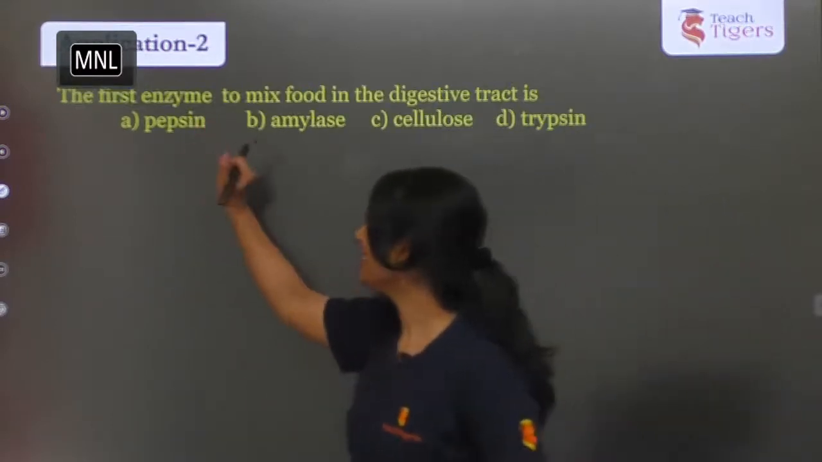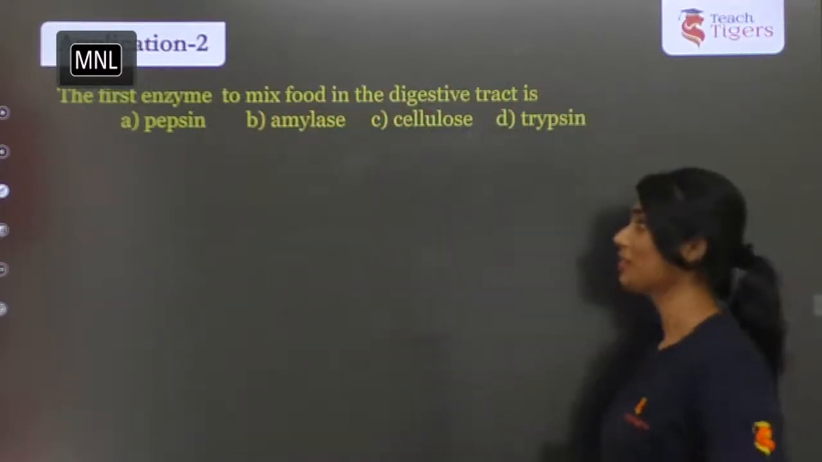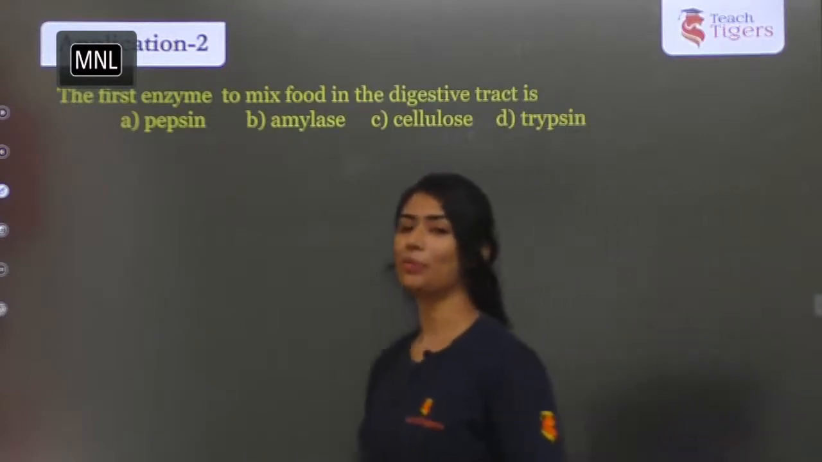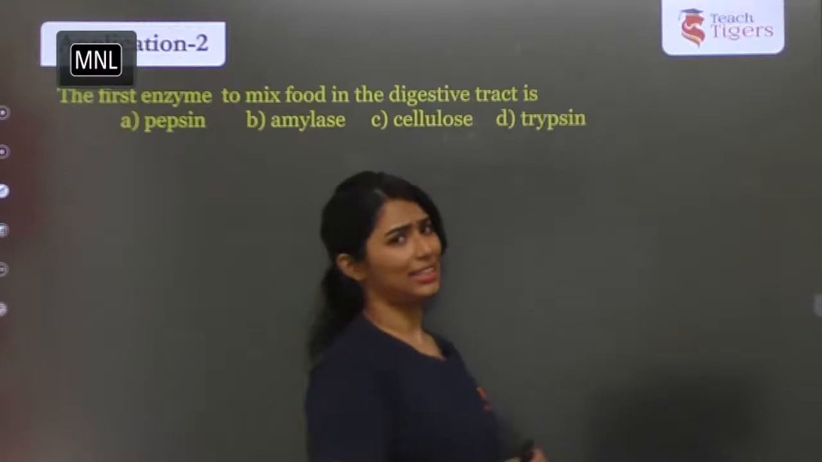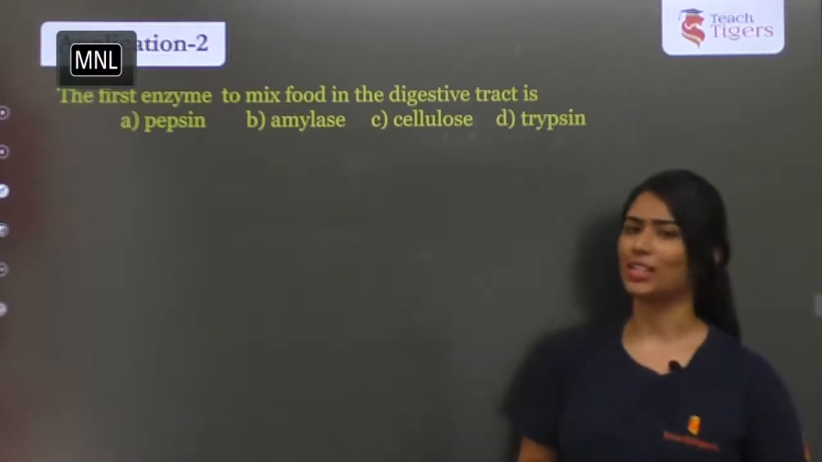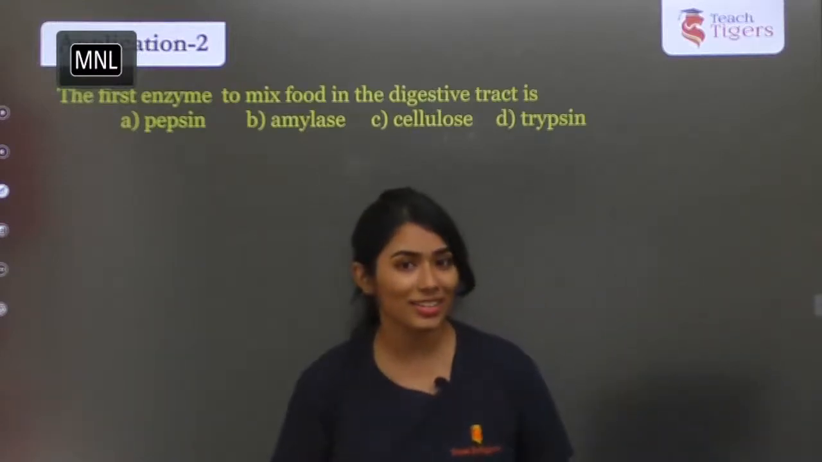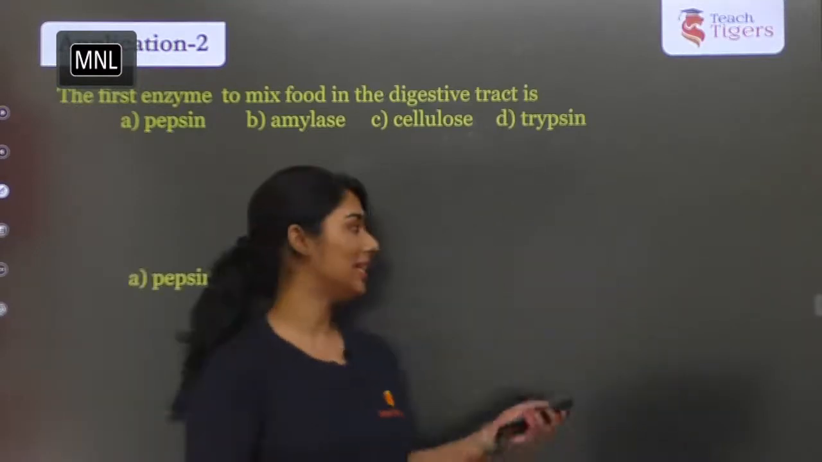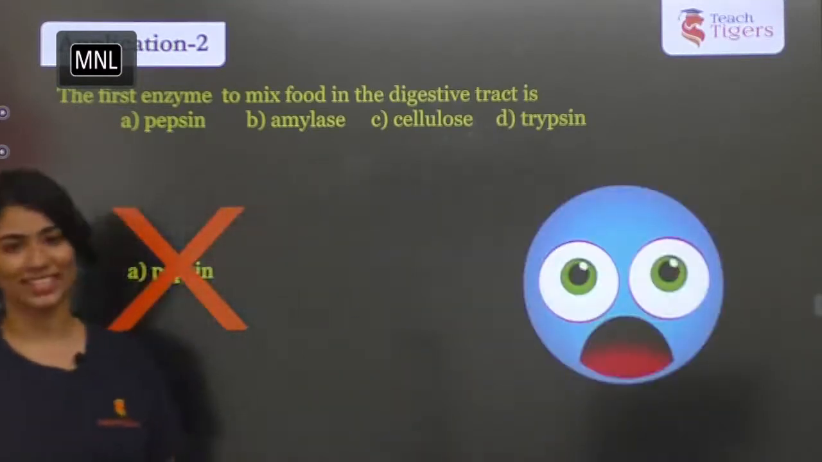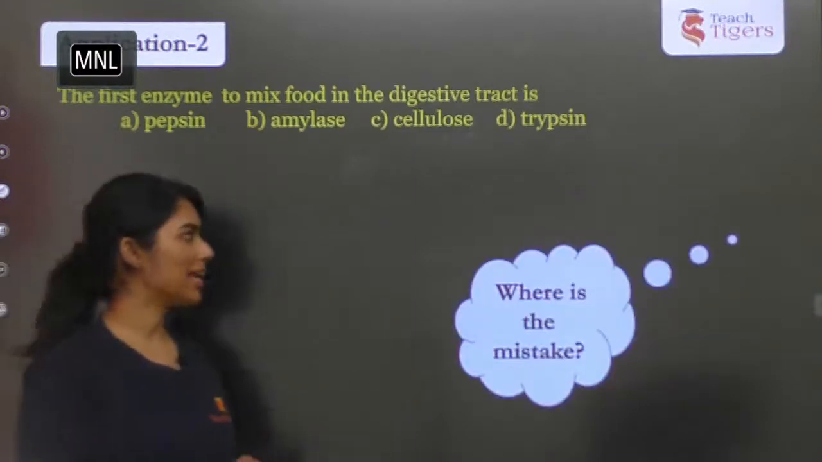The first enzyme to mix food in the digestive tract is. Okay, so tell me, where does the process of digestion begin? You might say the stomach. Okay, so what enzyme is secreted in the stomach? Pepsin. So if you have written pepsin, then it is the wrong answer. So where is the mistake?